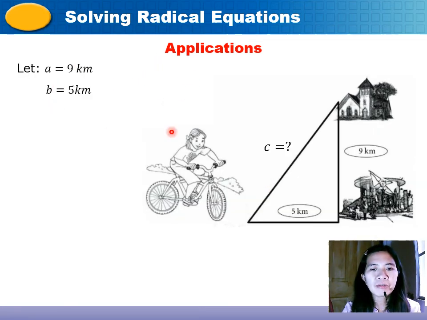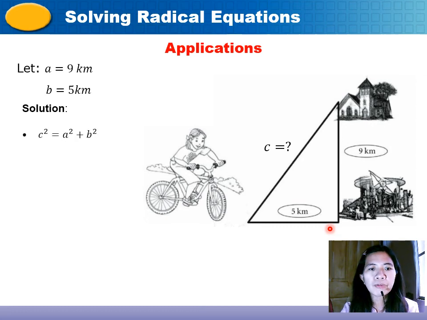So let's identify the given. Let A equal 9 kilometers and B equal 5 kilometers. So we will find the distance C, which is the hypotenuse of the right triangle. These are the two sides. So using the formula, c squared equals a squared plus b squared, we will get the square root of both sides. So c equals the square root of a squared plus b squared. So let's substitute the given.